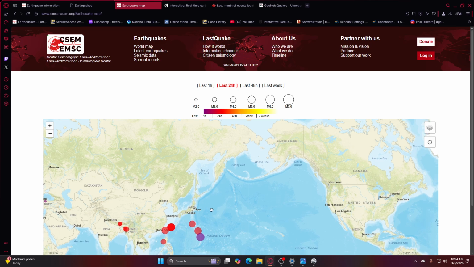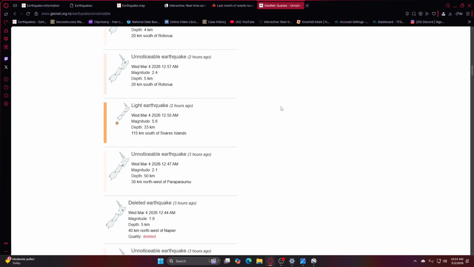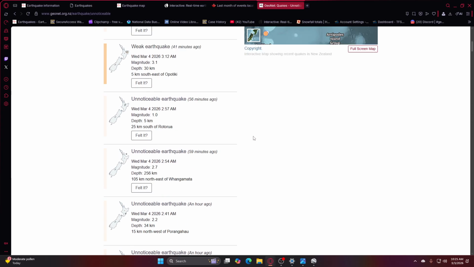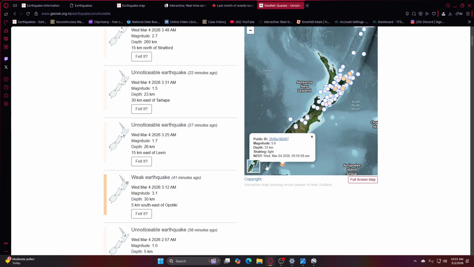Now we will go on to New Zealand, but we are going to look at New Zealand's own map for this. So we're going over here, and you can see the 5.6 here. New Zealand marked it as 5.6 and not a 5.3. According to EMSC, it was a 5.3.